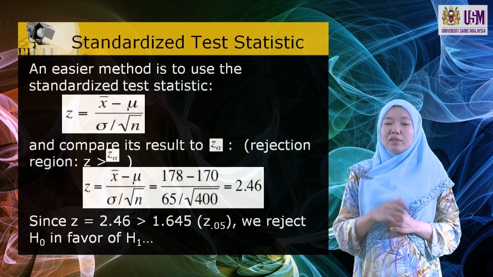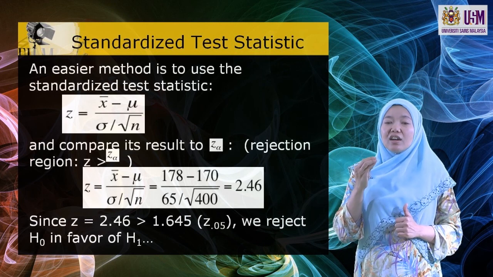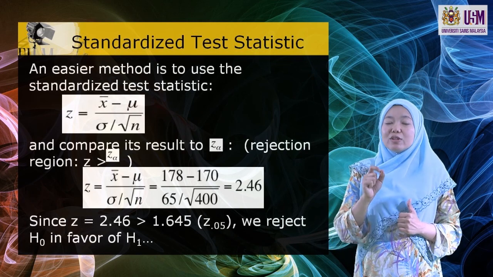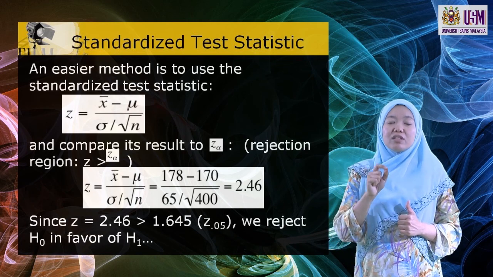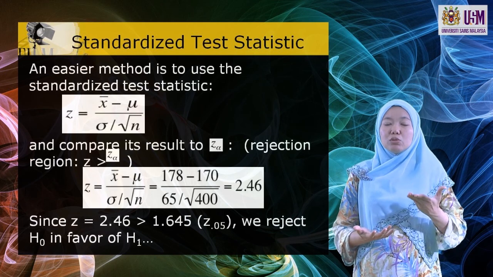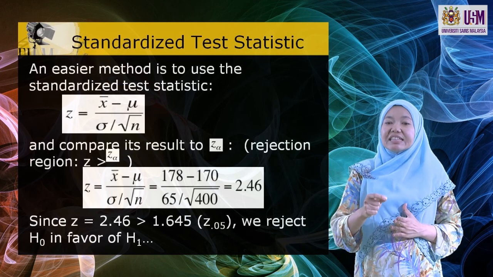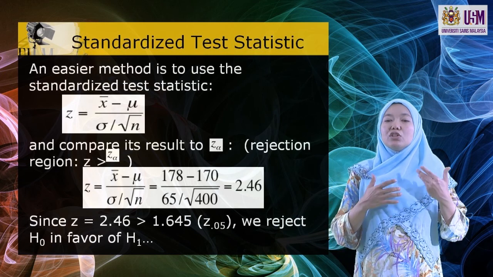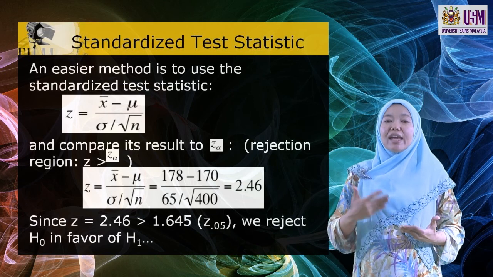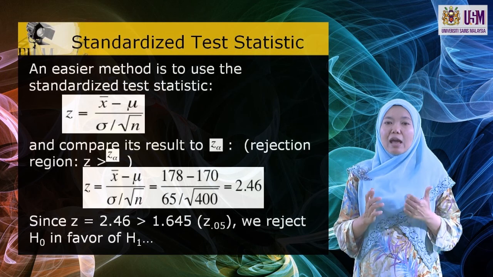And then you know that when you have one tail with a rejection area of 0.05, the Z value at the 0.05 tail is 1.645. But just now you calculated that Z equals 2.46. Definitely 2.46 is greater than 1.64. So your decision is you reject H0 in favor of H1. So this is the standardized test statistic approach.